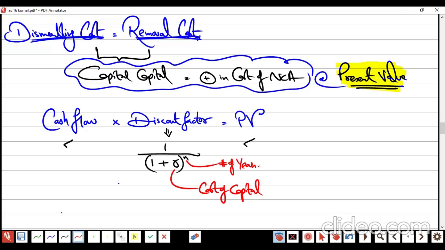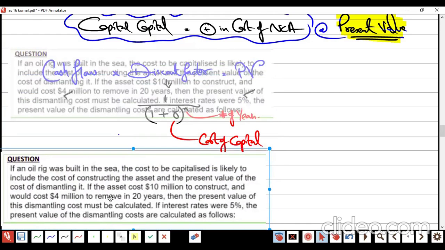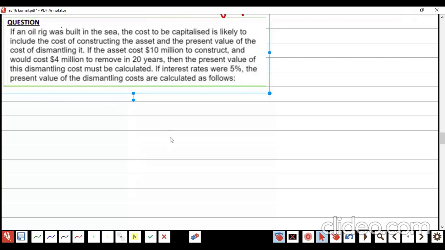Now, I'm going to take a question from the handout. This question is in my handout. And yesterday when I was explaining removal cost, I used an example of an oil rig. So the same thing is going to be applicable in this example. We are reading the question together.